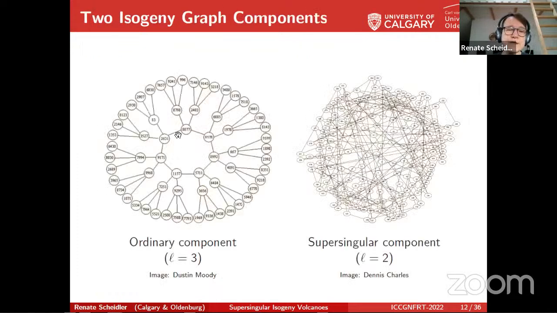So let me go back for a second. You see that there's this one. Let me see if I can do something like this here. Here is this one nice cycle. It's the only cycle, right?